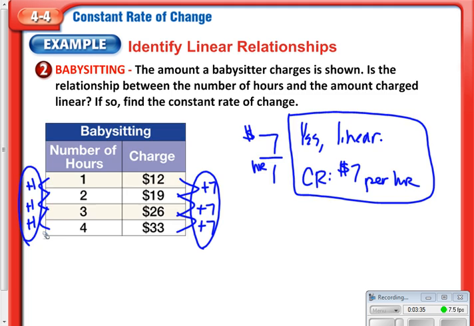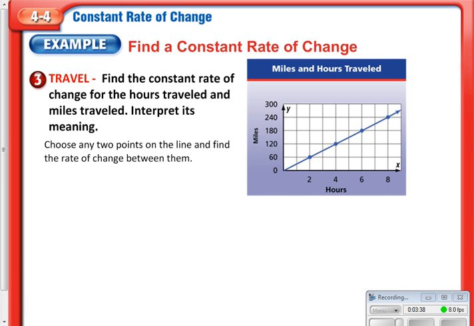Example 3. It says find the constant rate of change for the hours traveled and the miles traveled, and interpret its meaning. So it says choose any 2 points on the line and find the rate of change between them. We know this is a constant rate of change. I know that this graph is a constant rate of change because it's linear. That line right there is linear. Now, in order to figure out that rate of change from a graph, we talked about it yesterday. It is the change in y over the change in x.